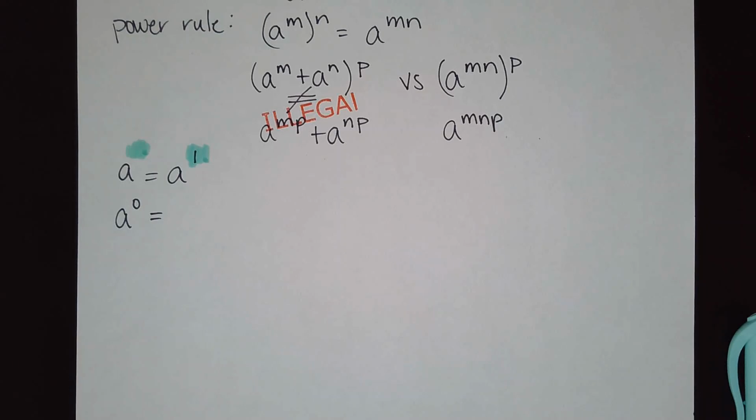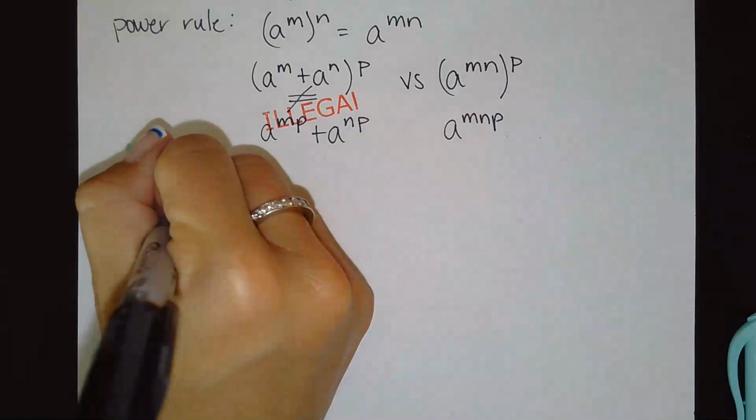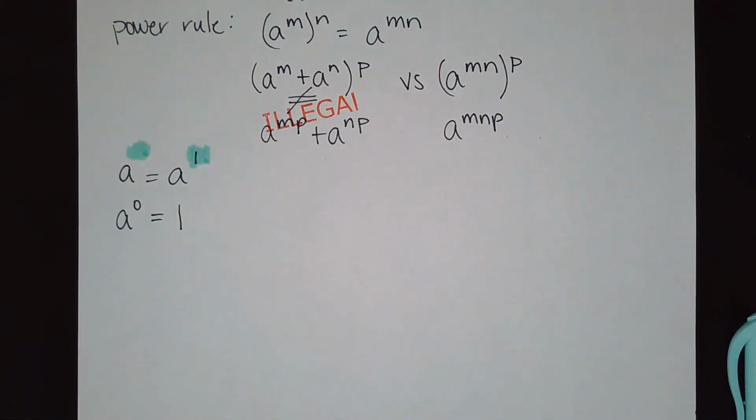Okay, good. If you have a to the 0, do you remember that rule? When you have anything to the 0 power, what is it equal to? 1. Very good. Okay, always. It doesn't matter what that is. It could be 100 things to the 0 power. You still get 1.